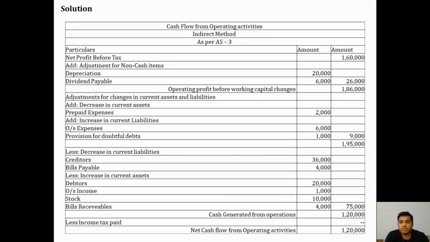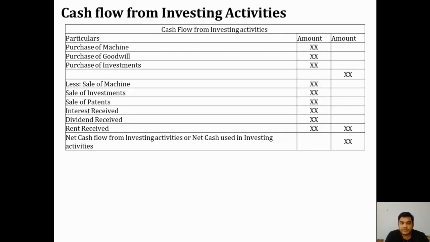So now let us go to the investing activities. This is the format for investing activities, that is cash flow from investing activities. Here also we require 2 amount columns. Here we consider all the outflow of the funds, that is either from the purchase of machinery, purchase of goodwill, as well as purchase of investment.